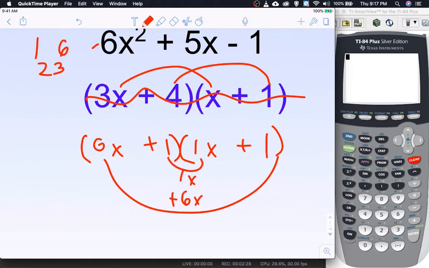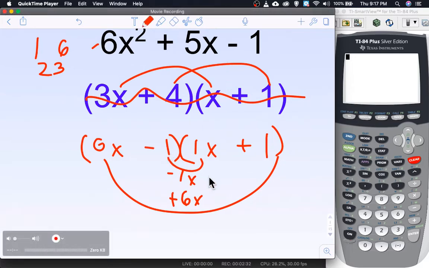So this will be a positive, and that's going to be a negative, which means that should be a -1 right there. And now everything works out. We get a 6x squared. This would give us our positive 5x, and our last right here would give us our -1.